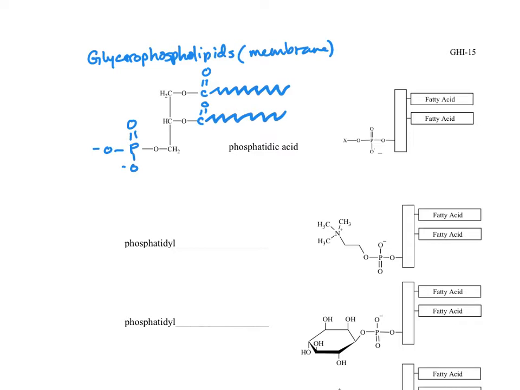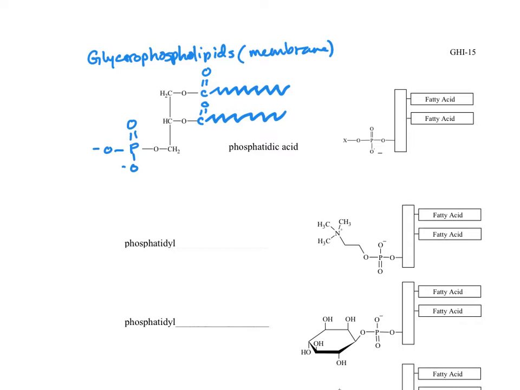Number one, the phosphorus has 5 bonded pairs of electrons around it. It doesn't obey the octet rule. Second of all, it has 2 negative charges, although sometimes we might leave a proton on there and leave it as 1 negative charge. I usually draw it as 2 negative charges if it's just a phosphate added on there.